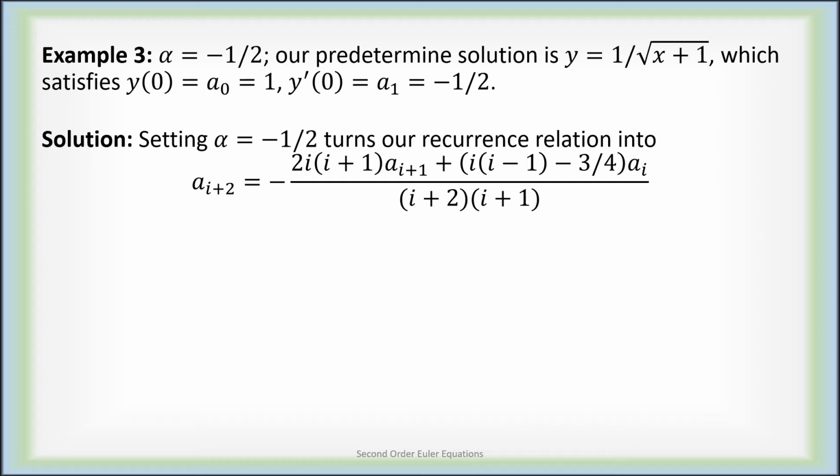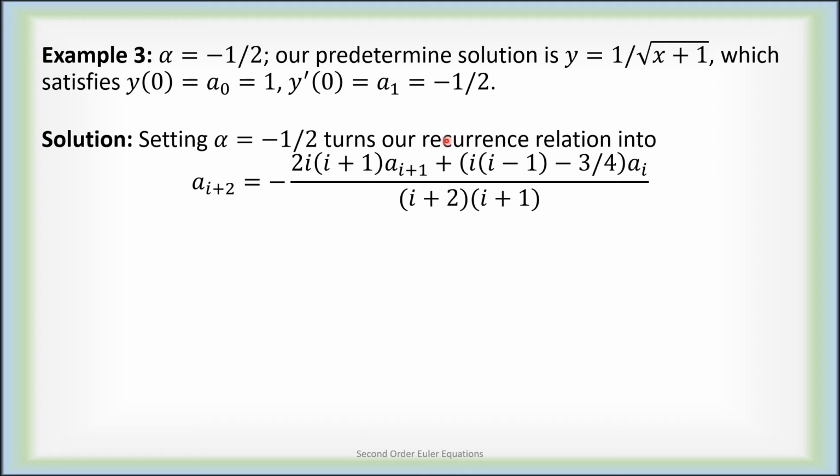As our third and final example, let's get a little tricky. Let's let alpha be negative 1/2. So x plus 1 to the negative 1/2 power is our known solution. In other words, 1 over the square root of x plus 1. Computing y of 0 gives me a sub 0 is 1. Taking a derivative of this and plugging in x equals 0 gives me that a sub 1 is minus 1/2.